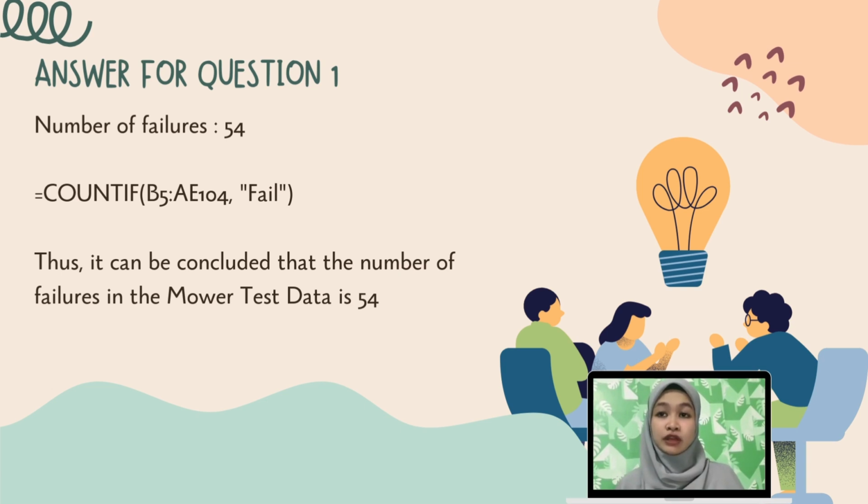To solve question 1, which is to get the number of failures from the given data, which is mower test data, we need to select the COUNTIF function, and then we select the data range, which is from B5 until AE104. And then for the criteria, we choose fail because the question asks for the failures. And then we can get the number of failures in the mower test data, which is 54. Thus, it can be concluded that the number of failures in the mower test data is 54.